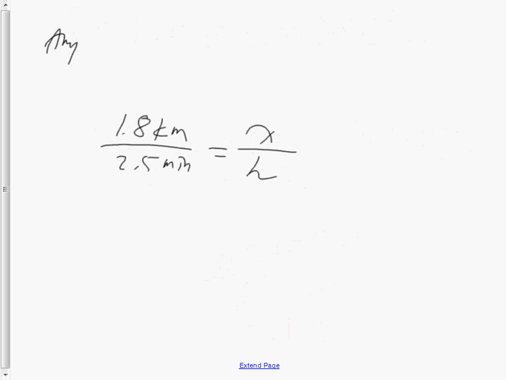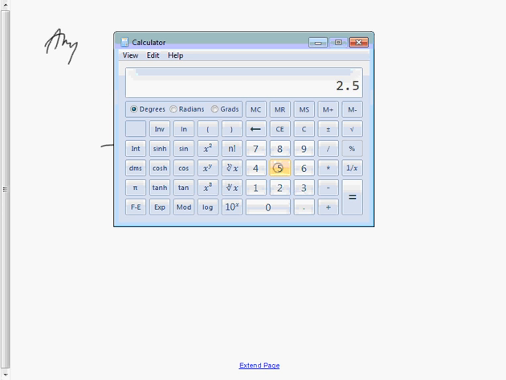And finally, your last question says something travels 1.8 kilometers in 2.5 minutes. How far would it go in an hour? So any method is reasonable. Now, for those people who are fairly astute, 2.5 minutes, 2 of those would be 5. 12 of those would be 60. So if I was to multiply this by, I think, 24, let me just double check that. So 2.5 multiplied by 24 is 60.